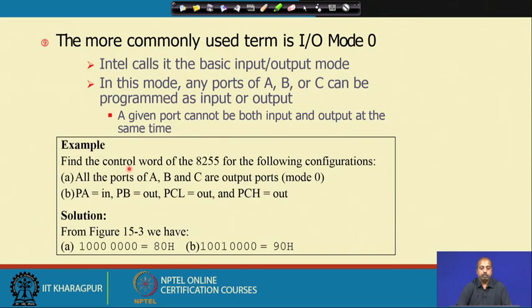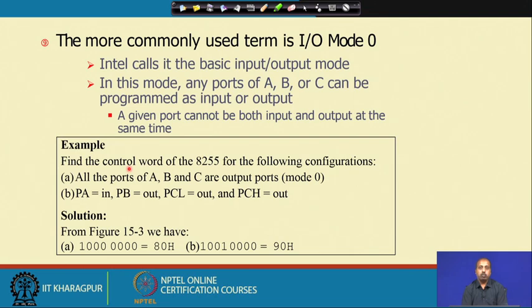for different input output purposes. The most commonly used mode is IO mode, that is IO mode 0. The BSR mode is not that common. So, in the 8255 applications that we will see, mostly it is using this IO mode and mode 0. That is why Intel calls it the basic input output mode. It is so much used that it has got the name basic input output mode.